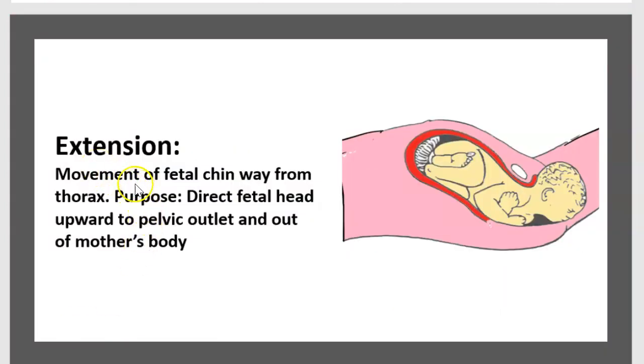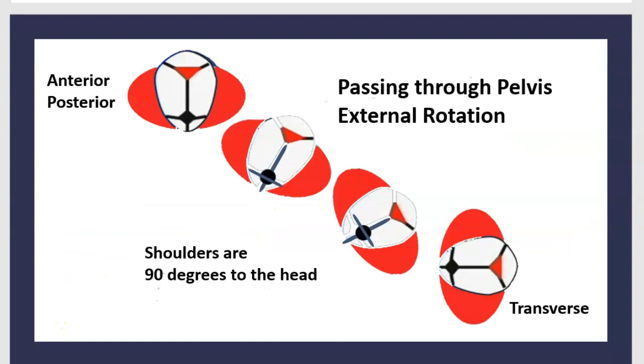Then extension, movement of fetal chin away from thorax. The purpose is to direct the fetal head upward to pelvic outlet and out of mother's body. Then external rotation, passing through pelvis. Anterior-posterior to transverse. Shoulders are every time 90 degrees to the head.